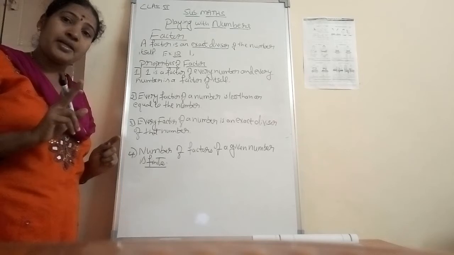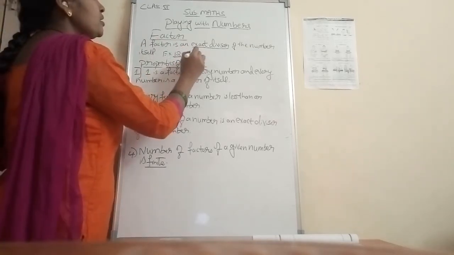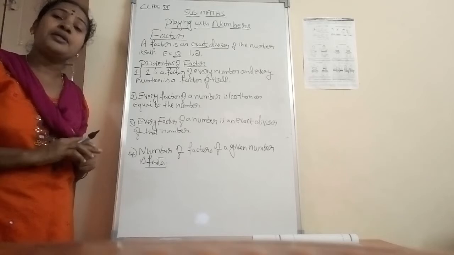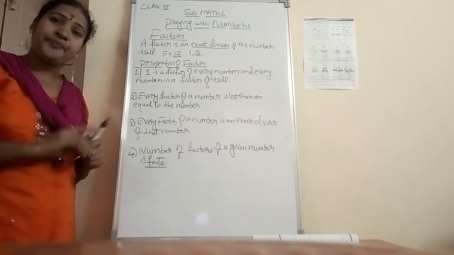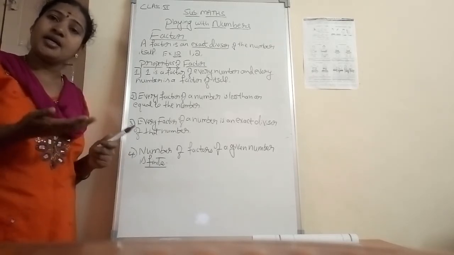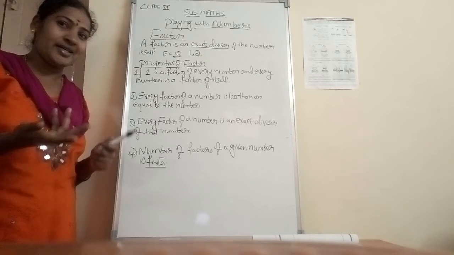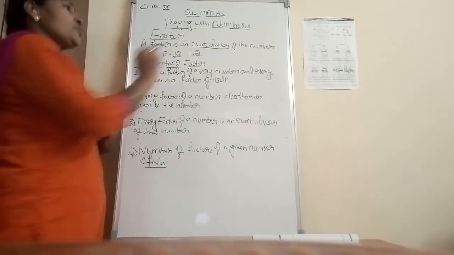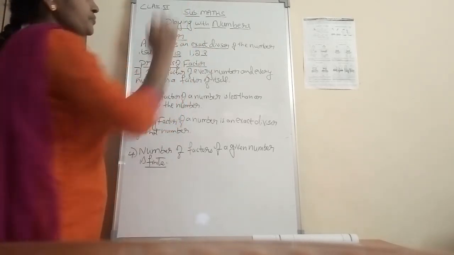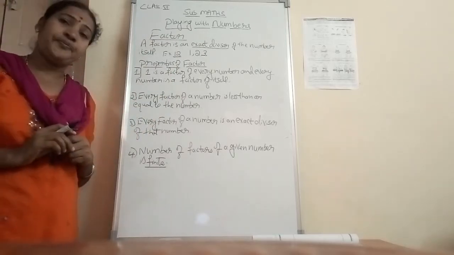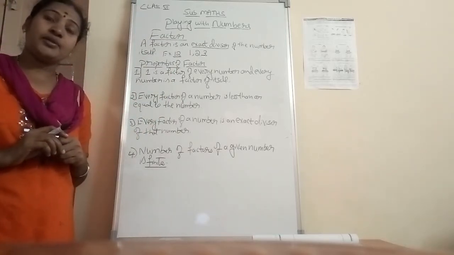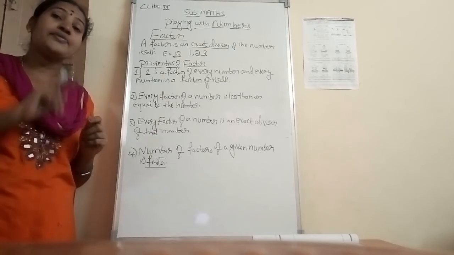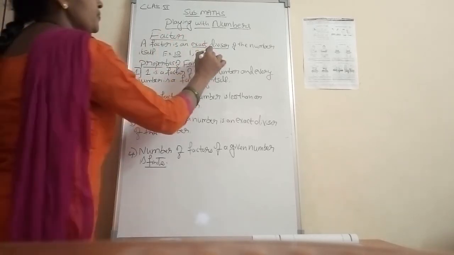So 12 is divisible by 2. Yes. So let me write 2 also. So 2 is a factor. What about the table of 3? Means 12 is divisible by 3. So you count: 3 ones are 3, 3 twos are 6, 3 threes are 9, 3 fours are 12. Therefore 12 is divisible by 3 also. So let me write 3. What about 4, children? Is 12 divisible by 4? Yes, 4 ones are 4, 4 twos are 8, 4 threes are 12. Therefore 12 is divisible by 4 also.